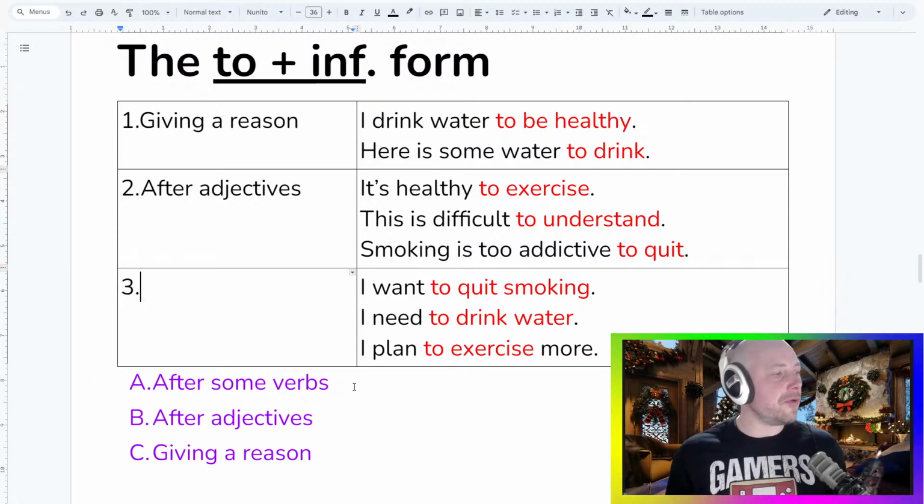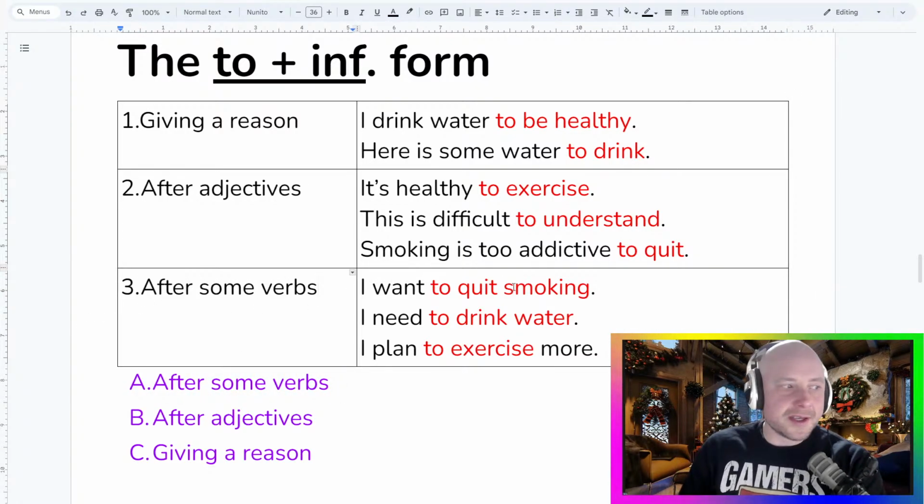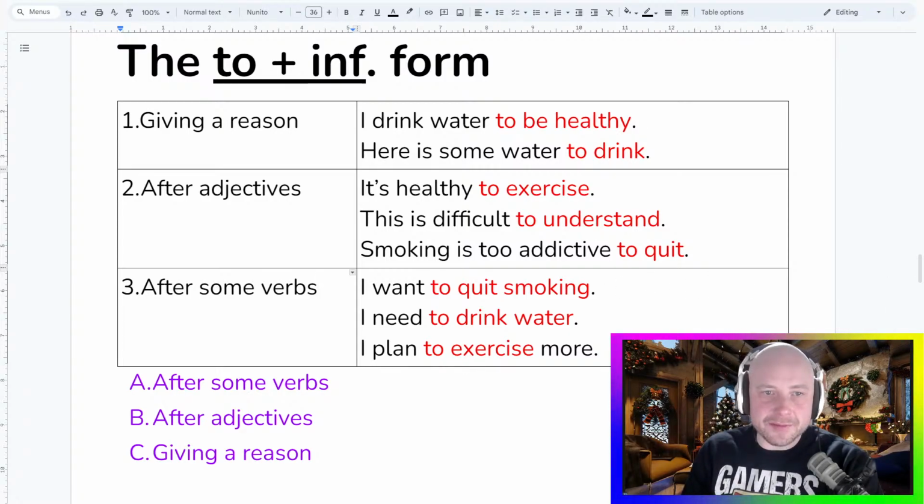And finally, number 3, it's our favourite. Verbs after verbs. Want, need, and plan.